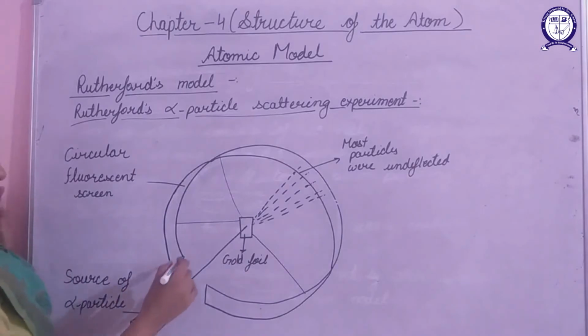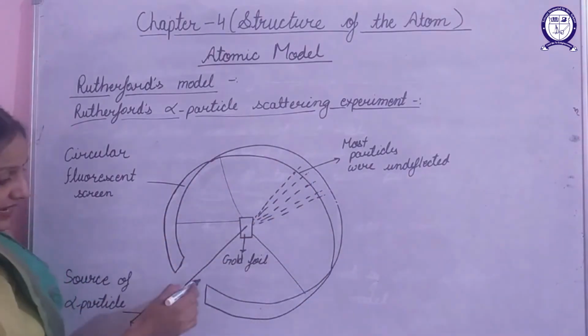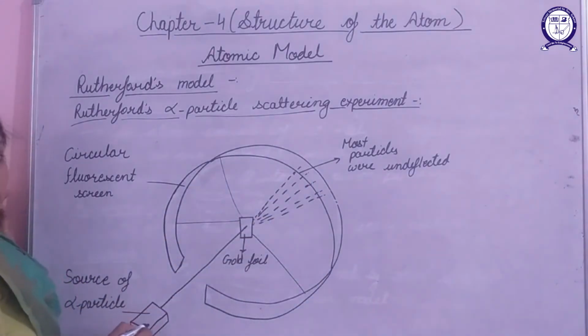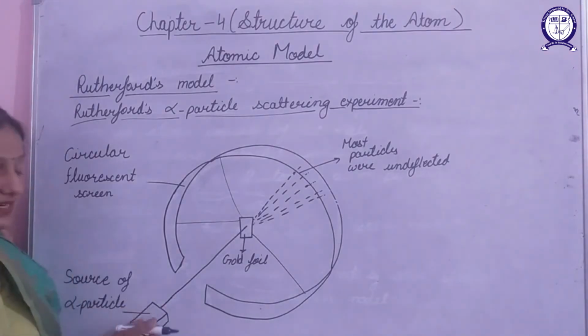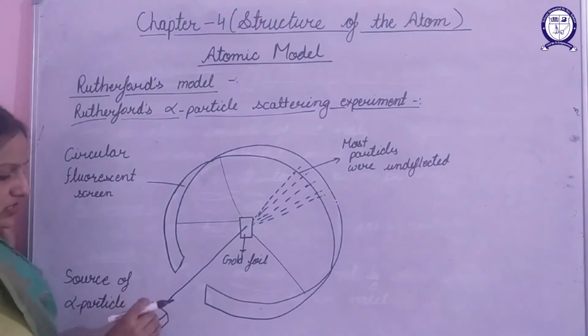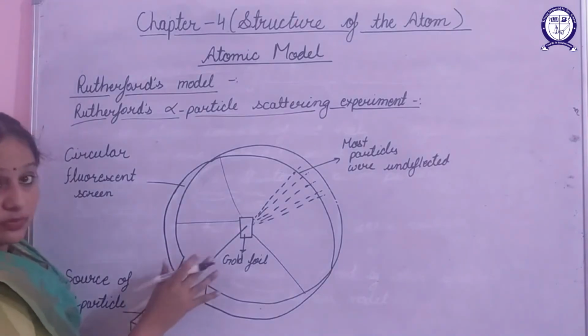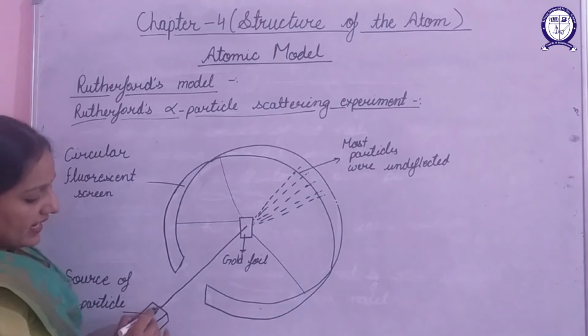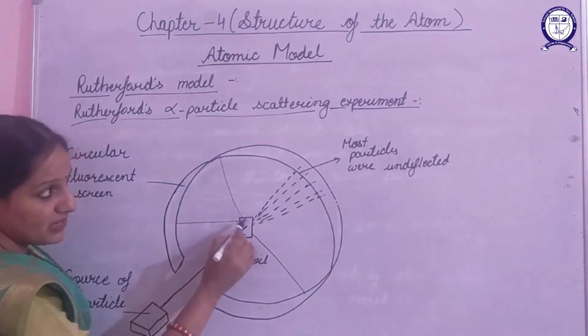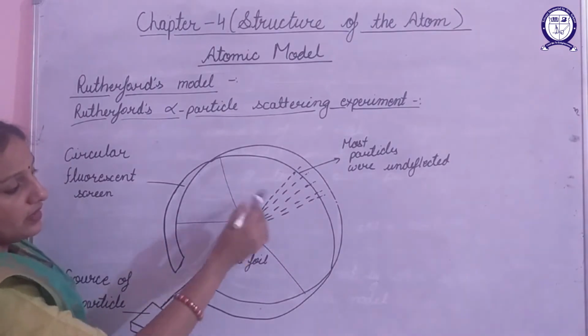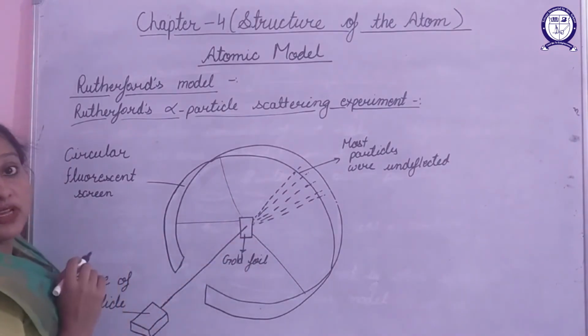So he took a circular screen. At one end, he took the source of alpha particles. A very small pinhole was present in this source, from where the alpha particles could be emitted. These alpha particles travel in a straight line, and at the middle of the circular fluorescent screen, a gold foil was placed.